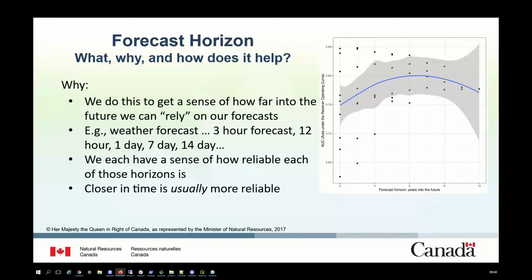So why do we do this? We do this to get a sense of how far into the future we can rely on our forecasts. The easiest way to think about this is we all already intuitively know a forecast horizon concept for weather. We know that 3 hours into the future is a much more reliable weather forecast than 12 hours or 1 day or 7 days or 14 days. While they don't publish the forecast horizon itself, because we keep seeing the weather forecast over and over, we get an intuitive sense of that reliability as the horizon gets further away from the present. So closer in time is usually more reliable.